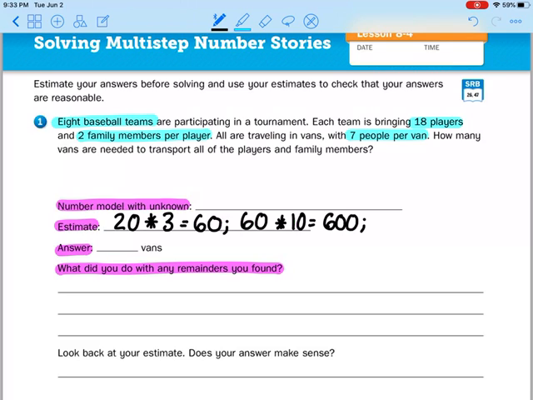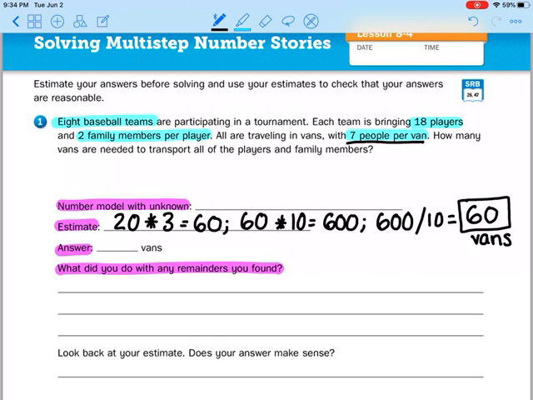Now, I'm going to take that 600 people and divide it by how many people can fit in each van. I can't do 600 divided by 7 in my head, so I'm going to do 600 divided by 10, because I could do that easily in my head. So my estimate is 60 vans are needed to transport all of the players and their family members. You're going to need 60 vans. That's my estimate. So let's see if we're reasonable.